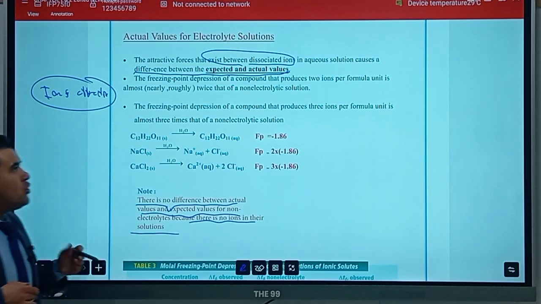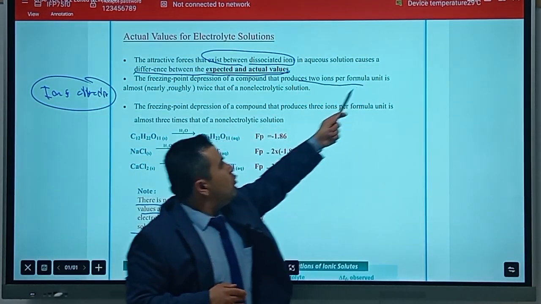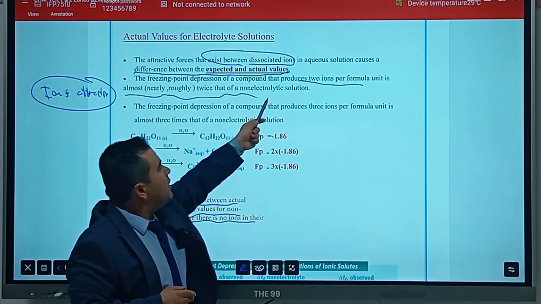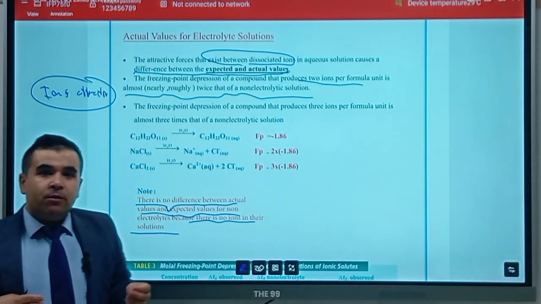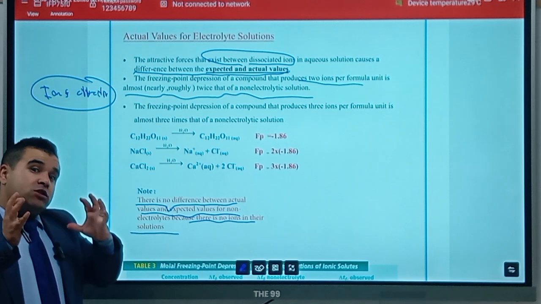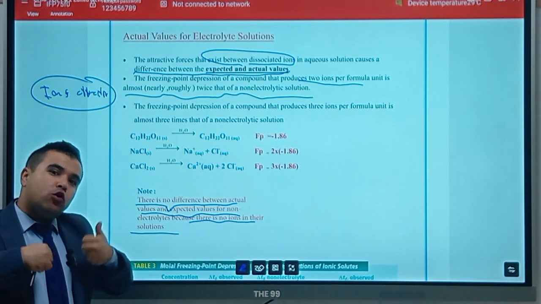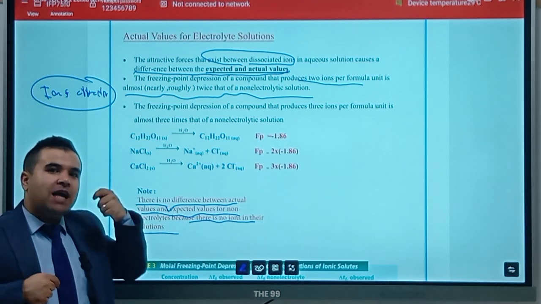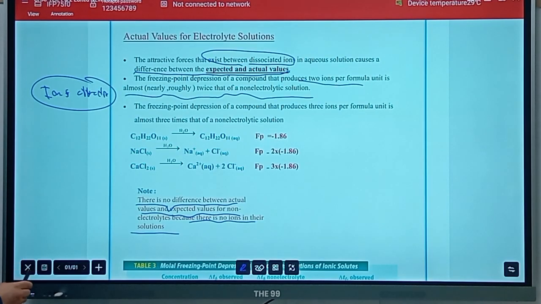The freezing point depression of a compound that produces two ions per formula unit is almost roughly twice that of a non-electrolyte solution. We will use almost. Why? Because it's not exactly twice. Because actually there will be attraction between the ions of that electrolyte and it will not result in the exact effect of the ions.